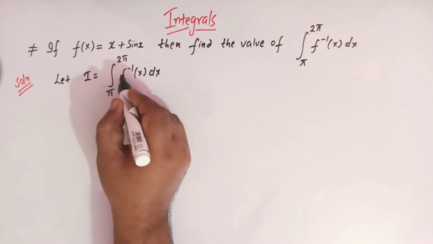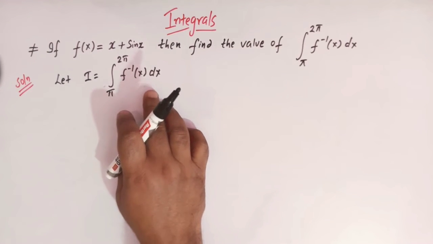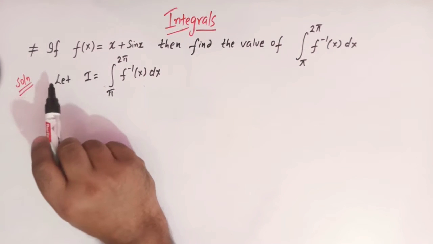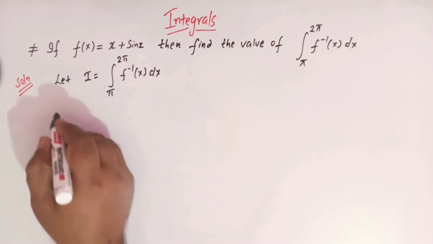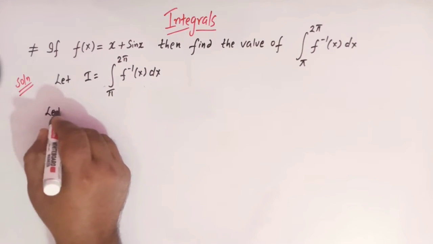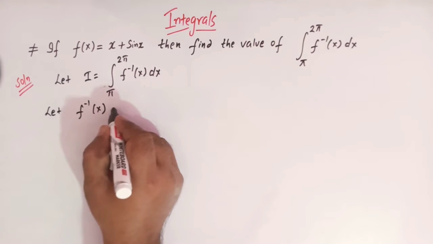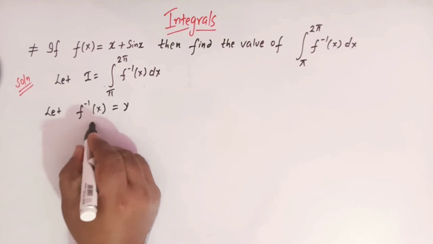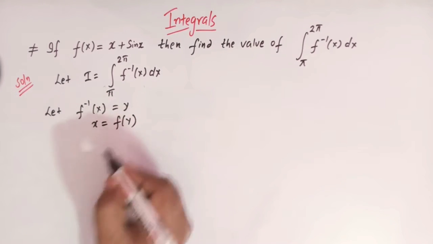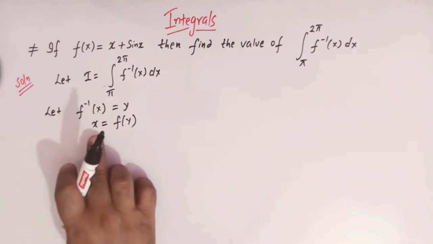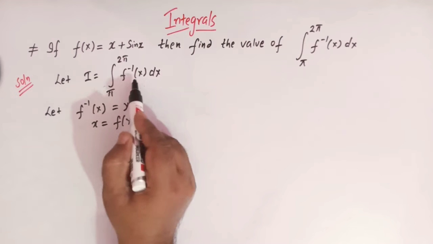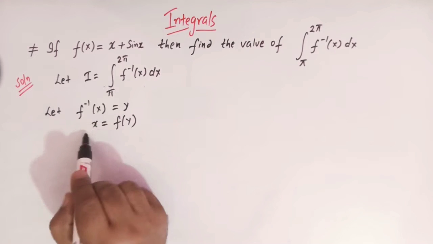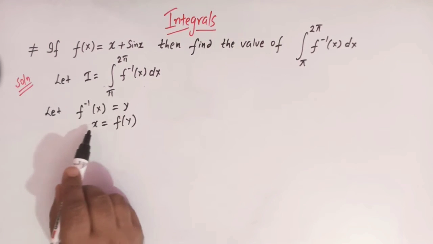So in order to solve this integral, we'll make use of the concept of integration by parts. And let us first take f inverse of x is equal to y. So we'll assume that the inverse of f is equal to y, so that we can write x is equal to f of y. Now differentiating both sides with respect to y.